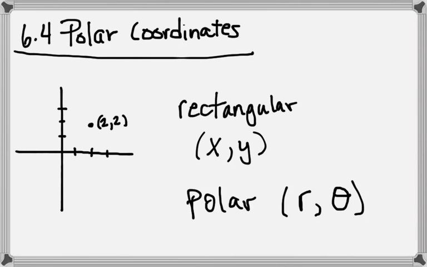We need a way to go from one place to the next, but it's not going to be in left, right, up, and down. What it's going to be is a distance at a certain angle. For example, polar is r, theta. Rectangular is x, y.